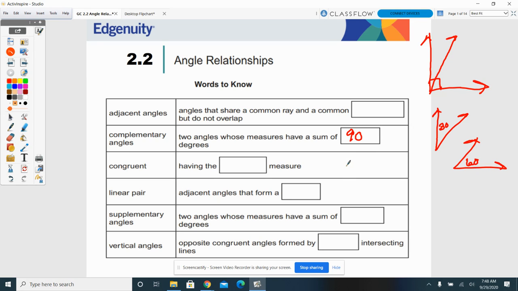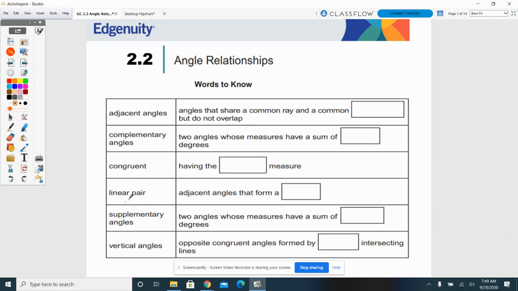Congruent, which has a nice little symbol that looks like this, means that they have the same measure or equal measure. So if you have two 30-degree angles, those have the same measure. And a way you can show that they have the same measure, if they don't have the 30 inside of them, is we can make a little arc. And if we show that they have an arc on each of those, that means they are congruent.